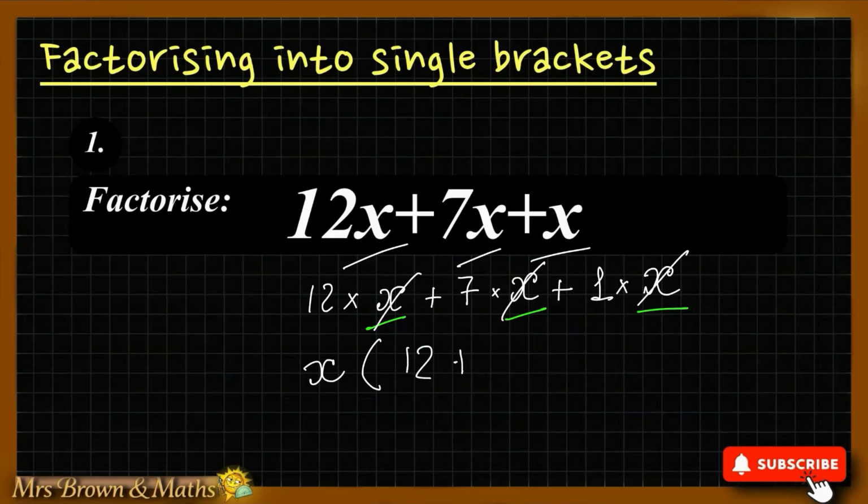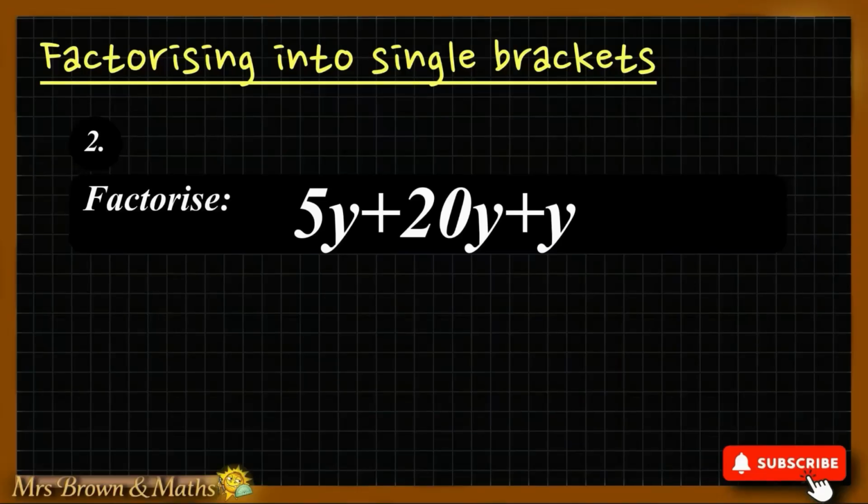Don't forget, the task was factorize, so we're not simplifying in front of brackets. A very common mistake is to write 0 here, but that is wrong because x is the same as 1x, not 0x.